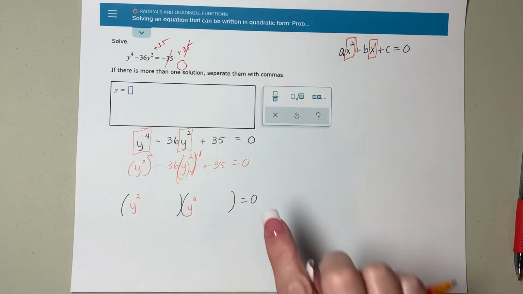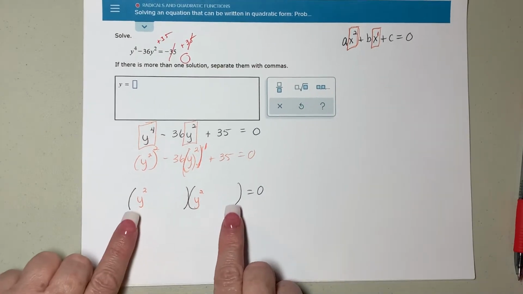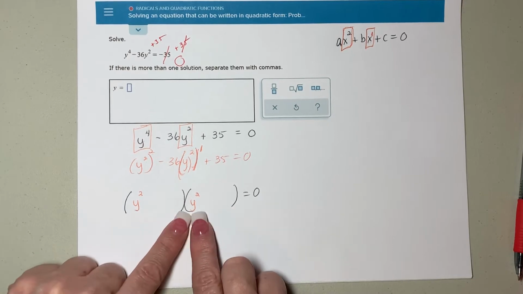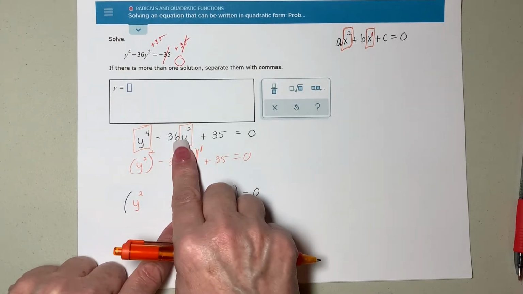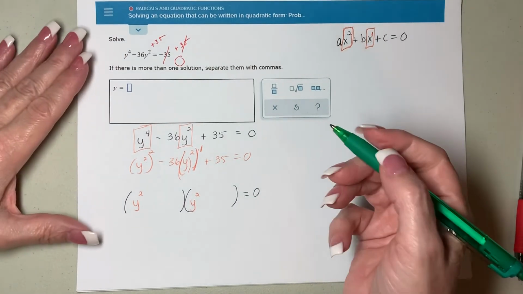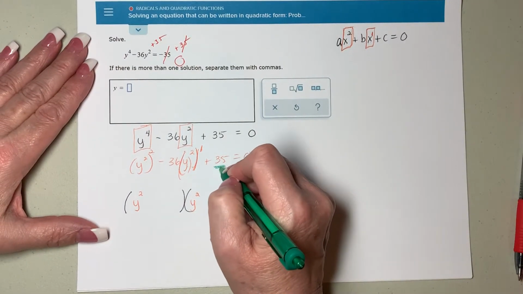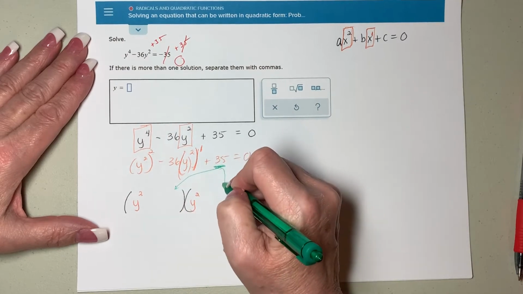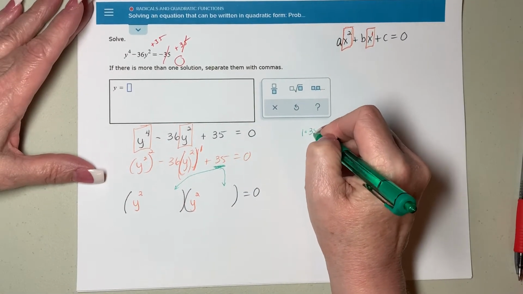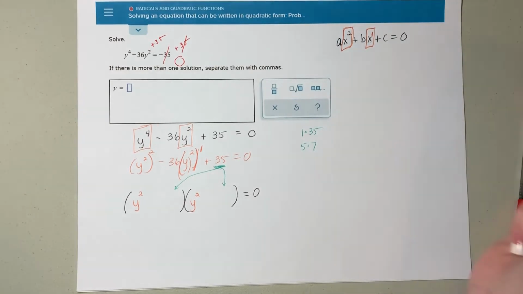That way, when I do outsides and insides, if I were to FOIL back, my outsides would be a y squared and my inside would be a y squared, which would add up to a bunch of y squareds in the middle. And then back here I got 35, so my last times my last has to be 35, so it's either 1 times 35 or 5 times 7. Those are the only factors of 35.